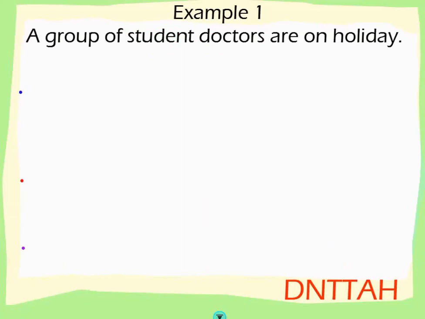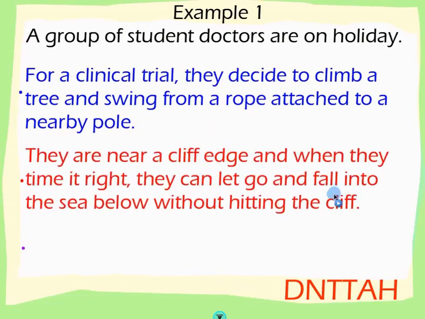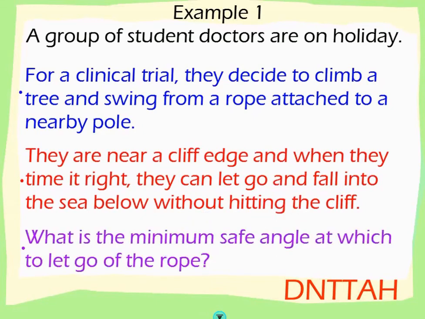So I'll just do a quick example, only a few more slides left. I know this is quite a long video. Don't try this on holiday, of course, but I'm sure it does happen. A group of student doctors go on holiday. For a clinical trial, they decide to climb up a tree and swing from a rope attached to a pole. They're near a cliff edge, and if they time it right, they can let go and fall into the sea without hitting the cliff. And what we want to know is what's the minimum angle that it's safe to let go of the rope without hitting the cliff.